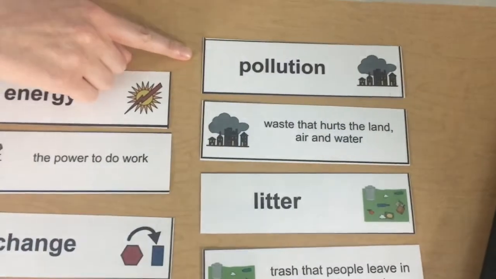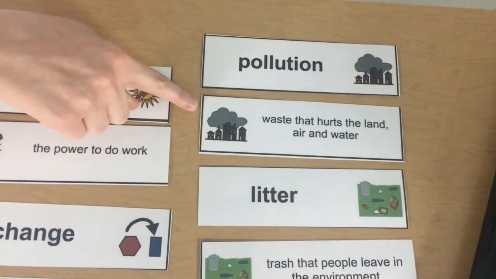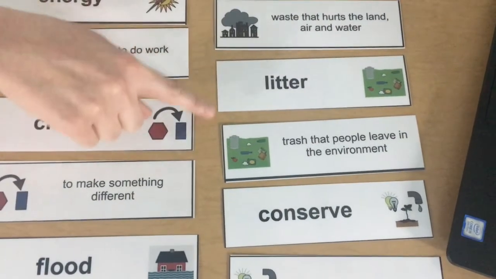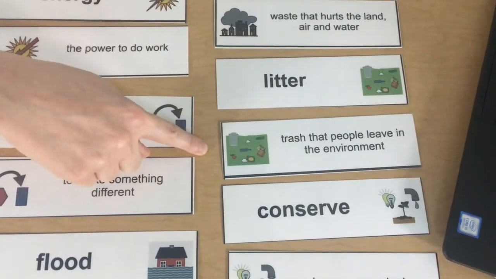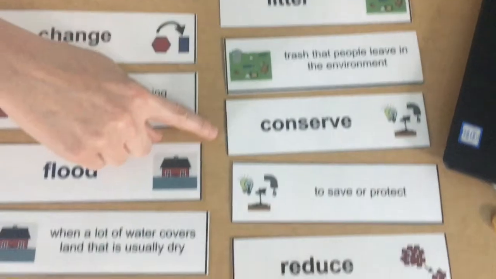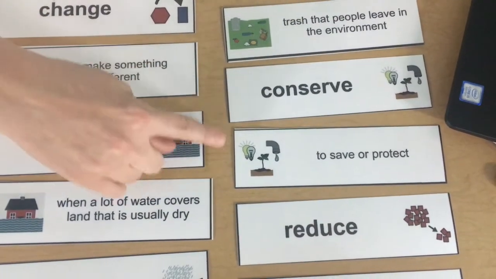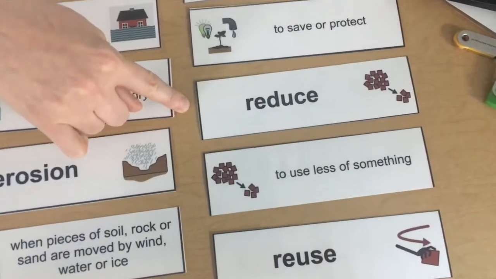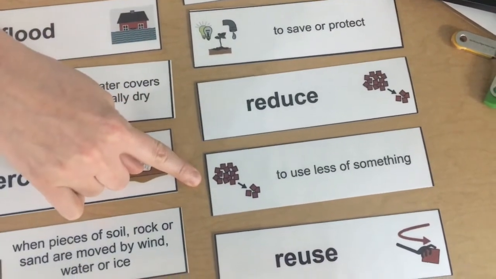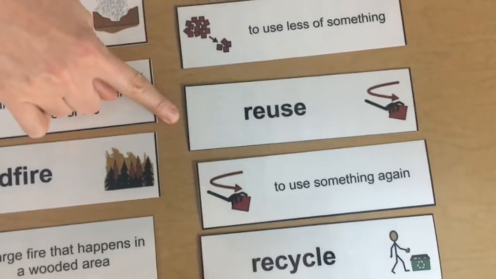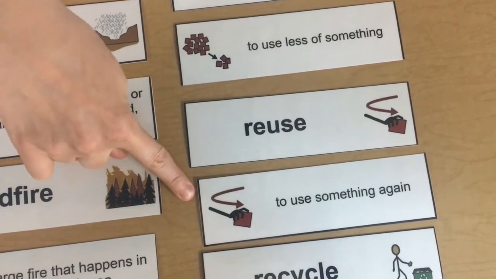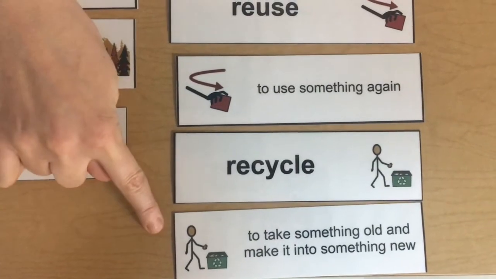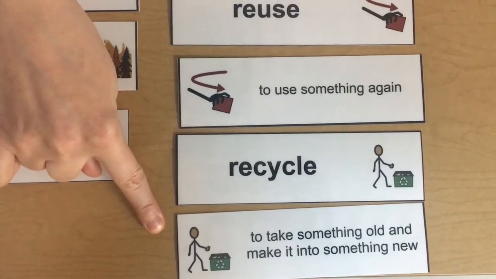Pollution. Waste that hurts the land, air, and water. Litter. Trash that people leave in the environment. Conserve. To save or protect. Reduce. To use less of something. Reuse. To use something again. Recycle. To take something old and make it into something new.